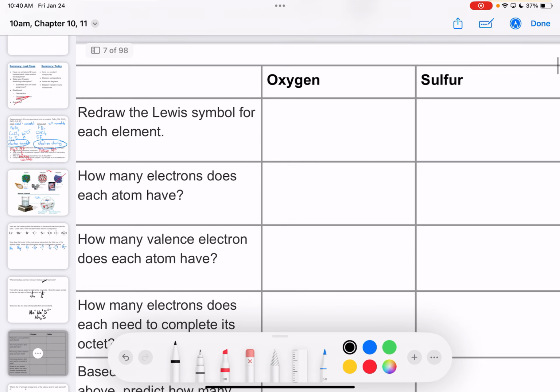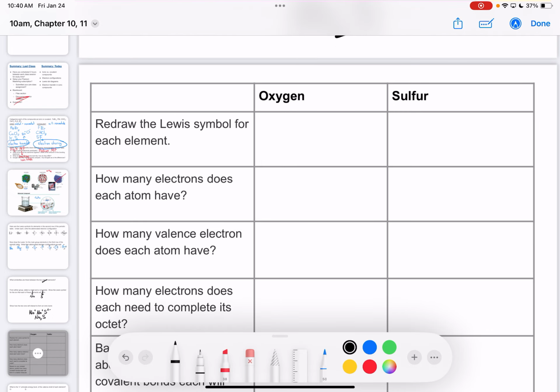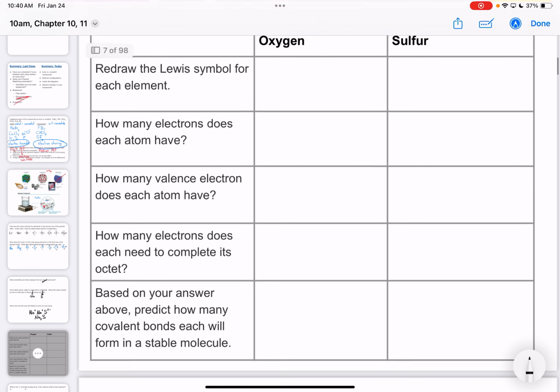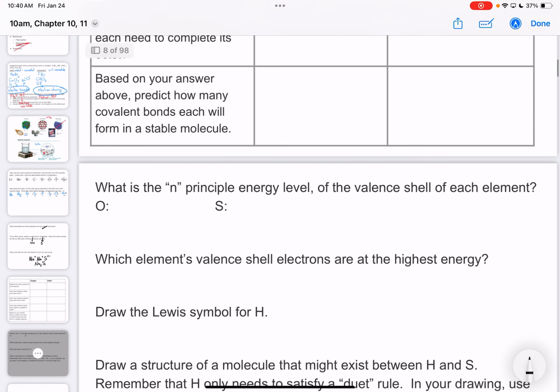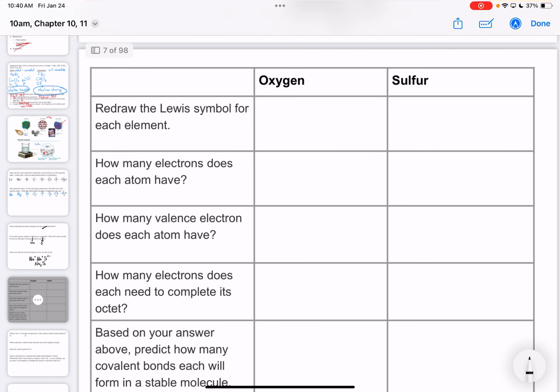Okay, now instead of sodium and sulfur, we're going to look at oxygen and sulfur. So this would be a covalent bond that we would be forming because these are 2 nonmetals. Oh, that's not even the one we're going to do, are we? When we draw the actual bond, we're going to look at sulfur and hydrogen. But we want to compare sulfur and oxygen first.